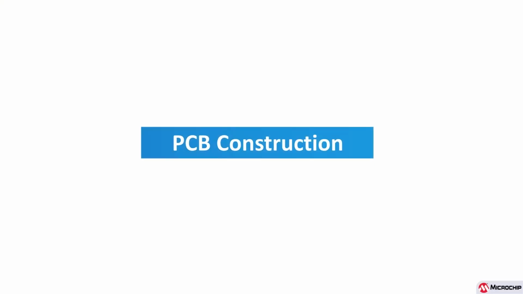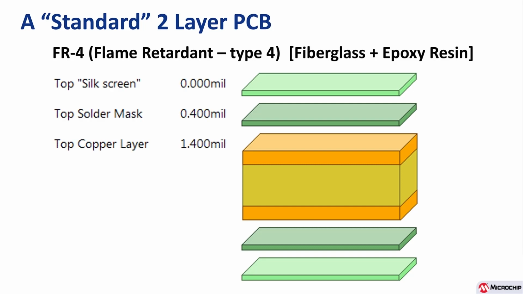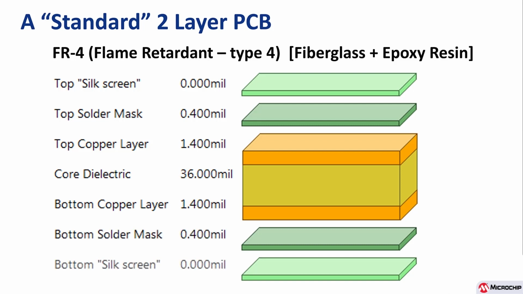Let's talk quickly about PCB construction. So here we see an illustration showing a simple two-layer board. It's got a silkscreen layer, a top mask layer. There's a copper sheet, core dielectric, which is just FR4, flame resistant, fiberglass and resin. Another copper layer on the bottom, solder mask and silkscreen on the bottom.